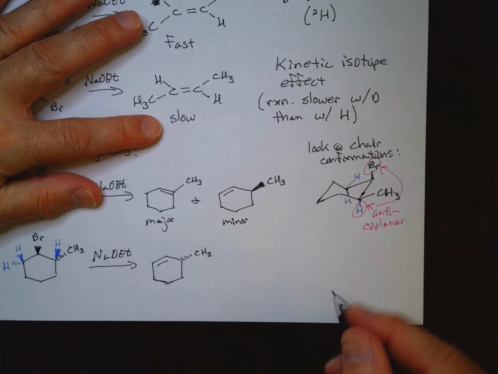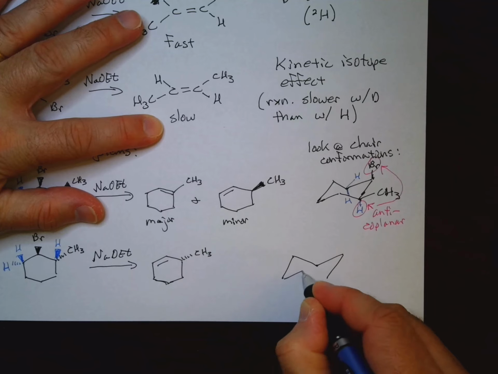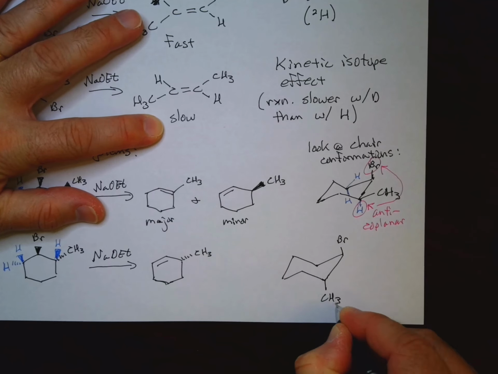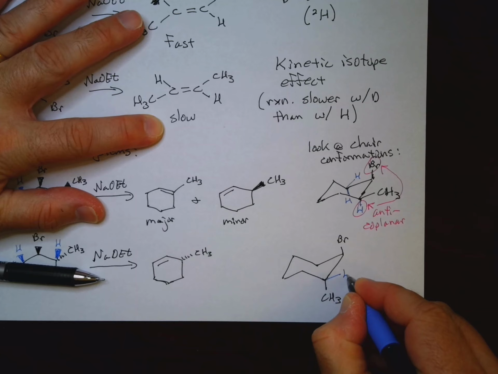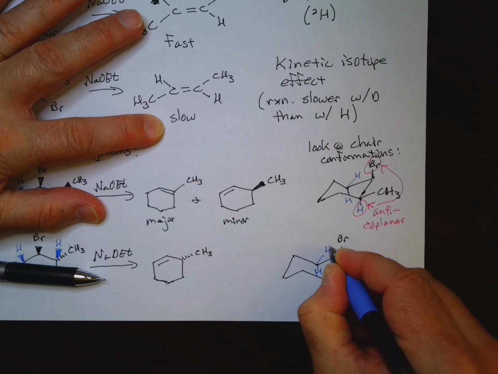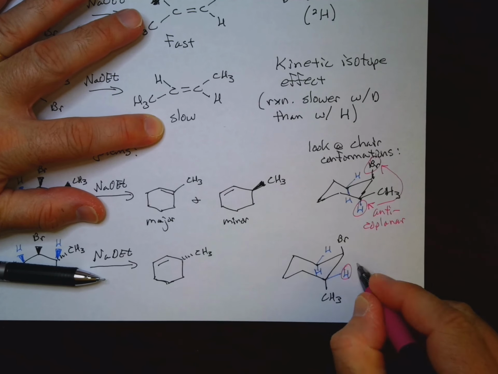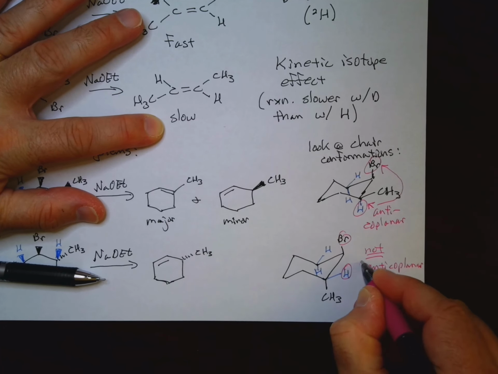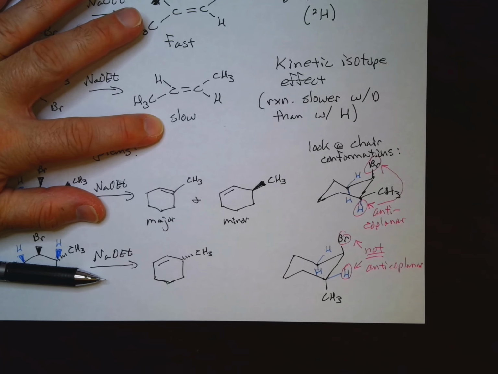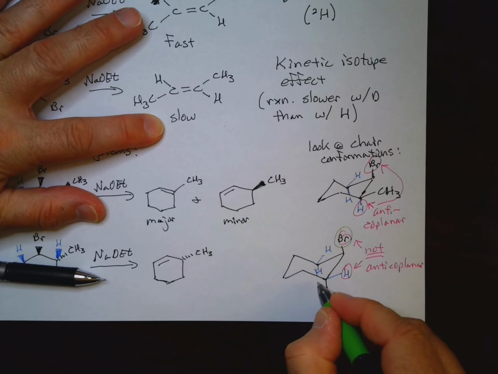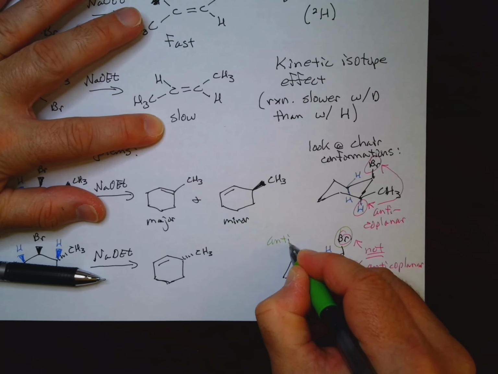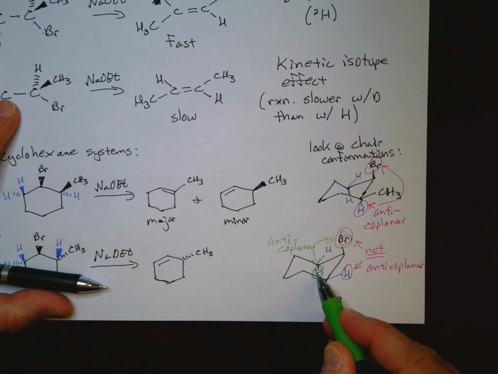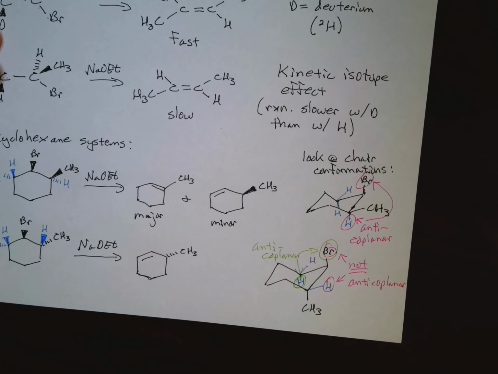For this guy, let's look at its structure. I've got my bromine up, but now my methyl here is in the down position. So now my hydrogen's up. Here I've got hydrogen down, hydrogen up. And these guys are not anti-coplanar. Where's my anti-coplanar hydrogen? It's that guy down there, which is, of course, that guy over there.